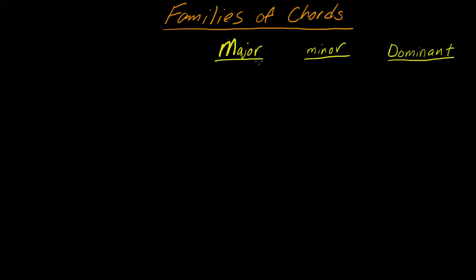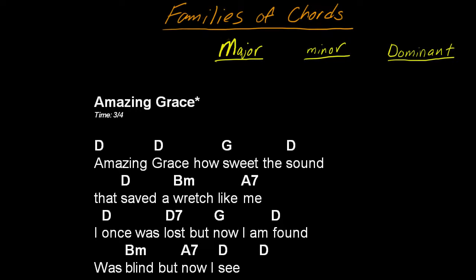But you can go through any song and look at any chord, and basically they're going to fit into one of these families of chords. Let me give you an example. Here's the most famous song in the world of all time, Amazing Grace. This whole top row, D, D, G, D, those are all major chords. The second line, D is a major, Bm is a minor chord.